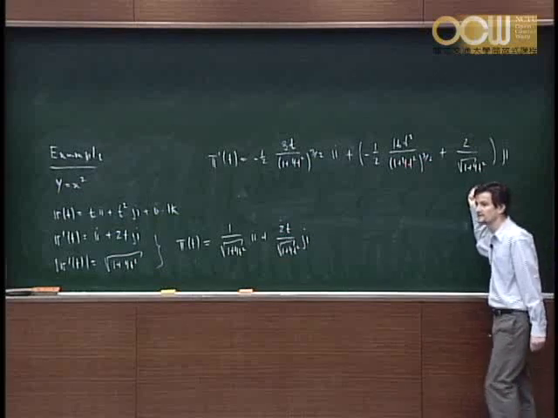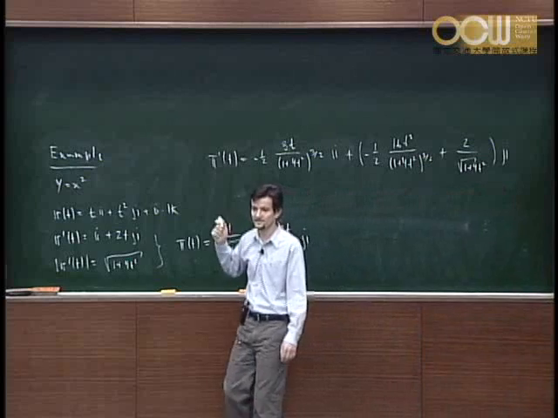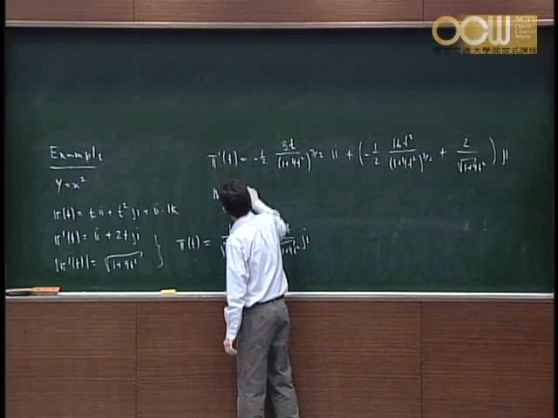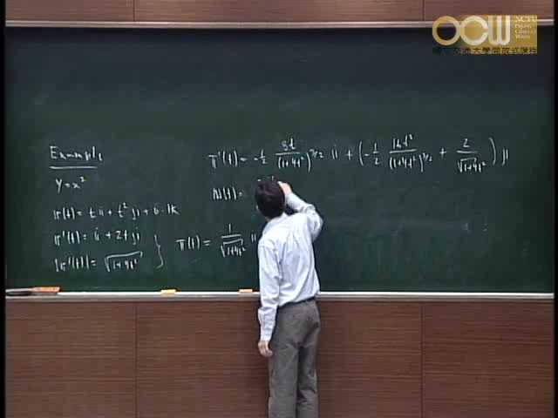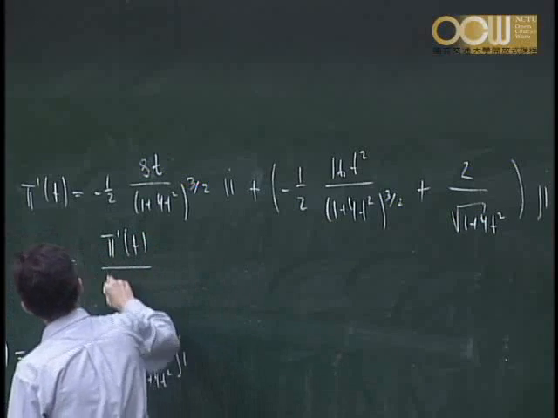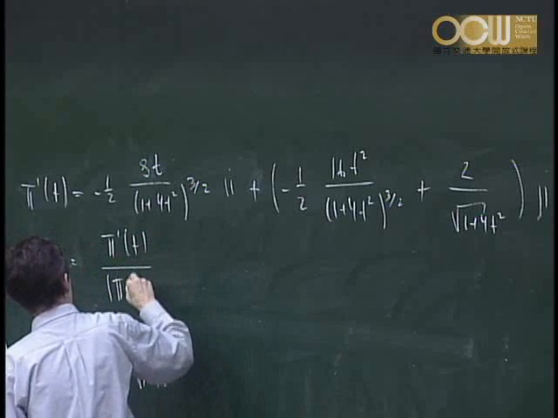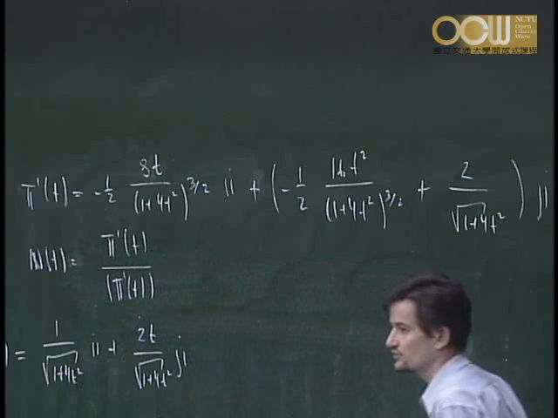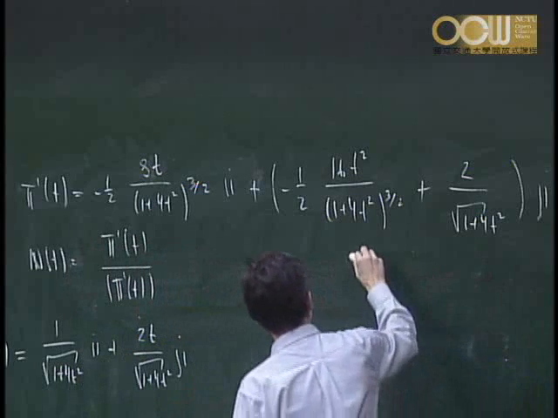And then I have to normalize it. Then I get the normal vector. So the normal vector would be this here, normalized. Okay, so I'm not going to do this. I'm just doing it for one point.